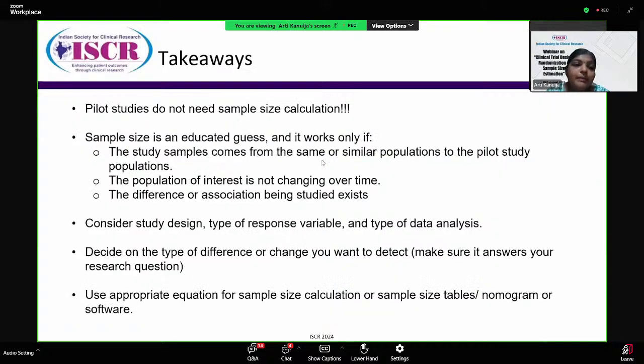So the key takeaways from my presentation are that whenever we do any pilot-style studies, we need not do a sample size calculation because they are just pilot studies. It's only when you give an intervention that it has to be considered. Sample size is not just any number that you decide. There's a lot of research behind it: you do a literature review, and you align with the investigators on what kind of population you are studying, what the study design is, and what difference or association you are studying. It is not only the statistician who is responsible, but each and every stakeholder conducting the clinical trial. And of course, you use the right methodology and software for the sample size estimation.